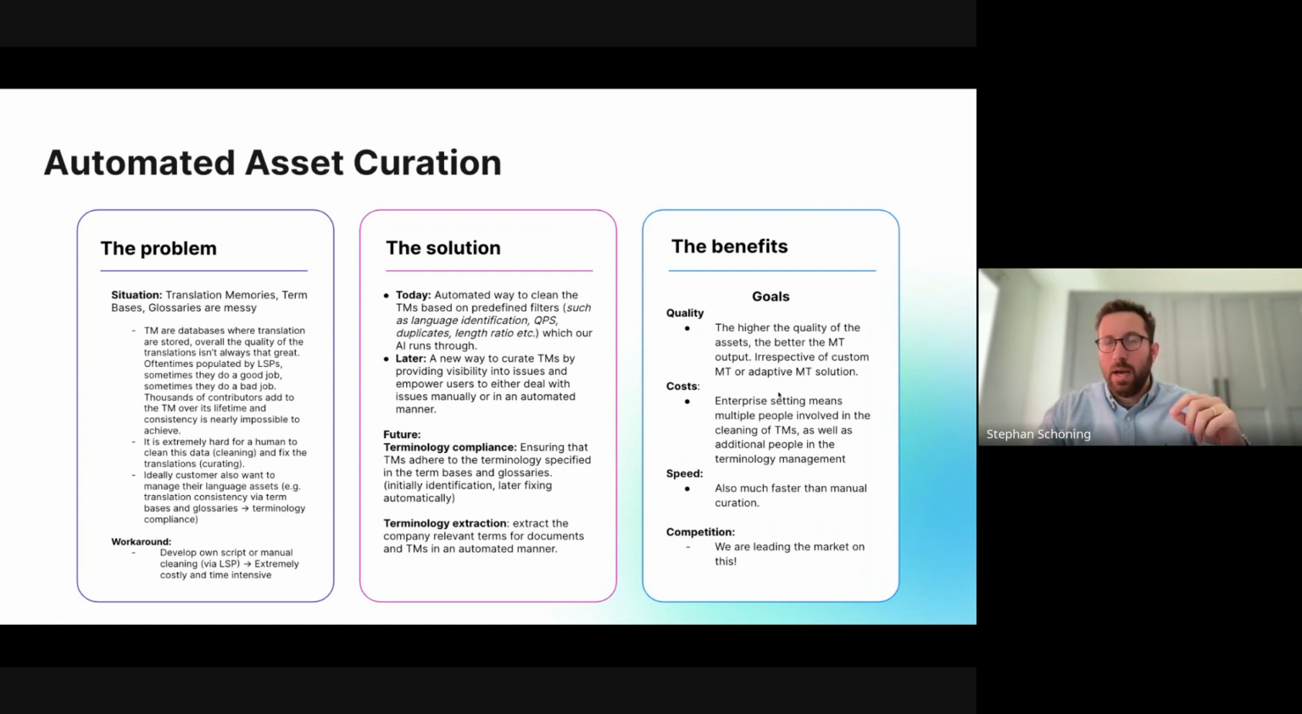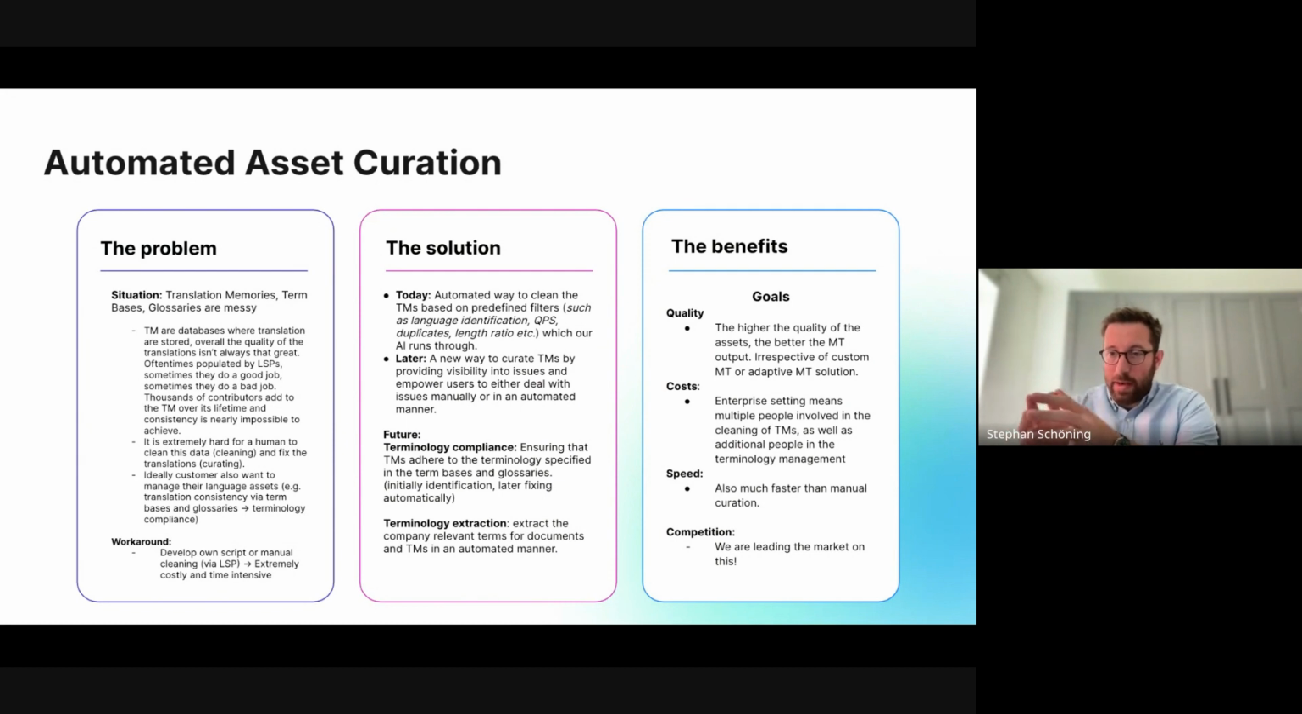So what are the benefits? What are the goals? What are people actually trying to achieve here with all this? One is to increase the quality of your MT output, because with better TMs, you have a better basis on which to train your MT models. And if you are using an adaptive MT solution like NextMT, for example, it also leverages the TM. So it does a better job because it leverages a much cleaner TM. So that's really a huge boost in quality.